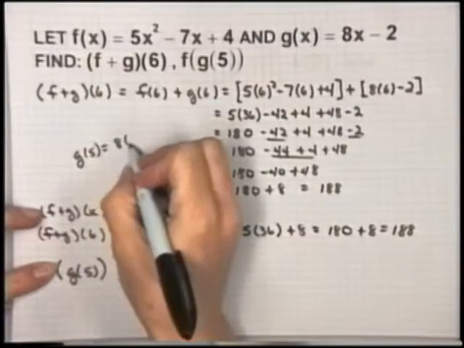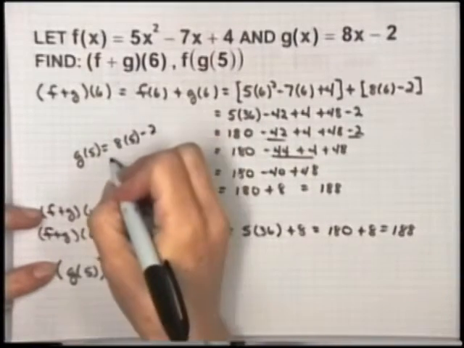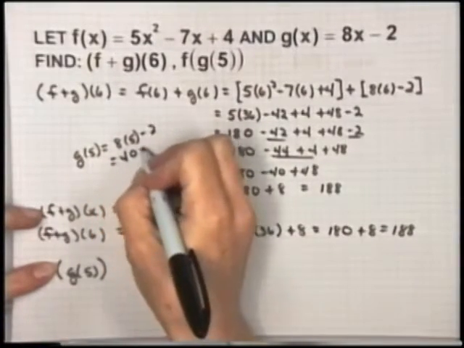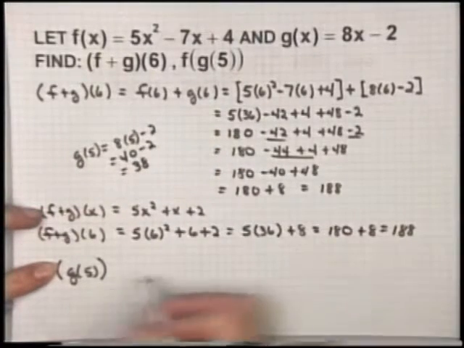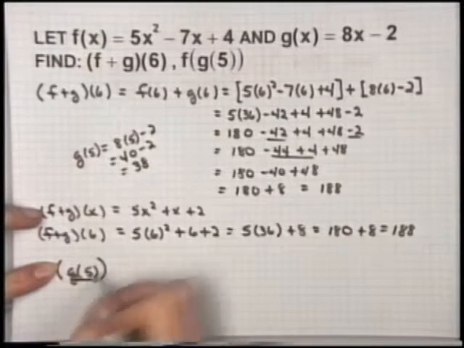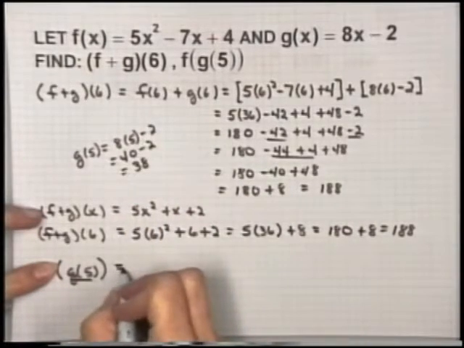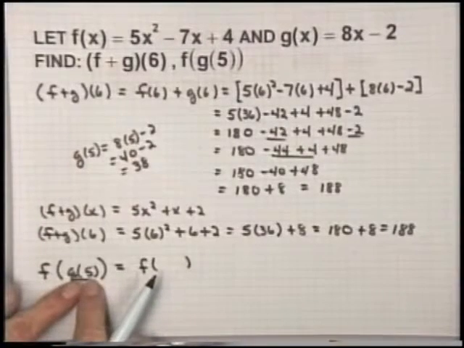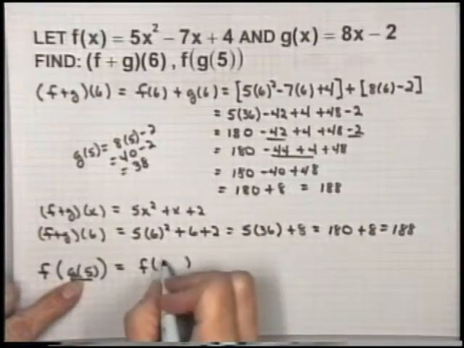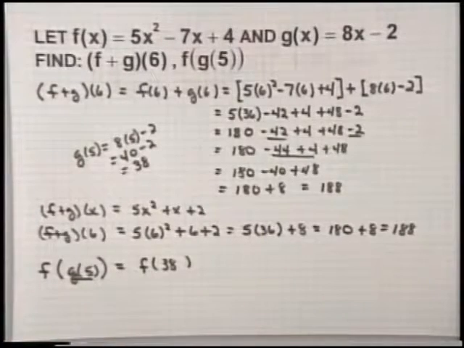So I would have 8 times 5 minus 2. Well, 8 times 5 is 40 minus 2. 40 minus 2 is 38. So g of 5 being equal to 38 says I can come over here and put f and put these parentheses and replace this g of 5 with 38.